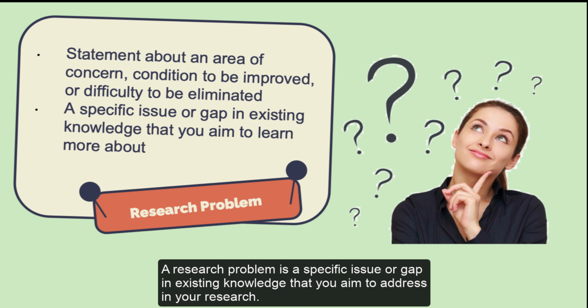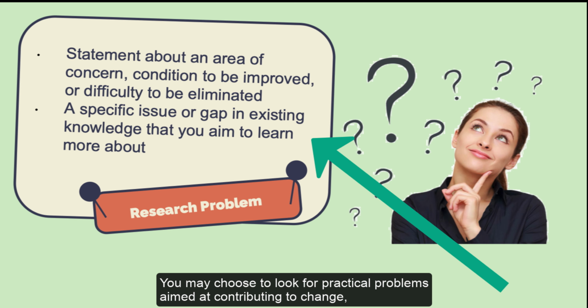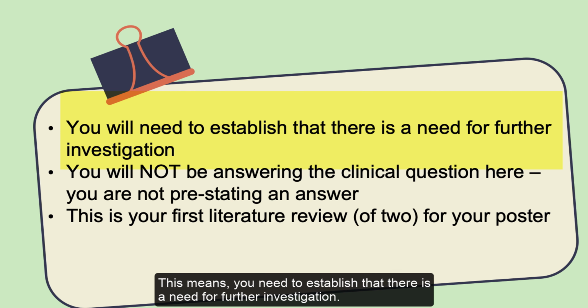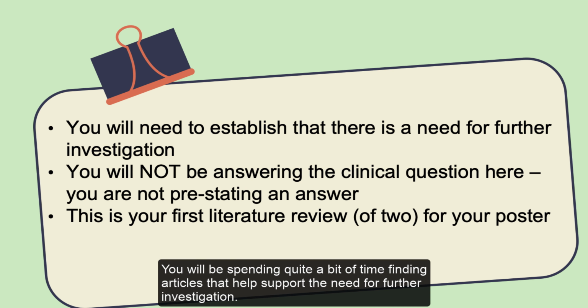A research problem is a specific issue or gap in existing knowledge that you aim to address in your research. You may choose to look for practical problems aimed at contributing to change or theoretical problems aimed at expanding knowledge. This means you need to establish that there is a need for further investigation. You will be spending quite a bit of time finding articles that help support the need for further investigation.